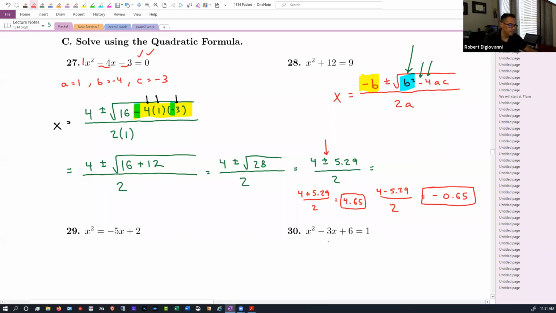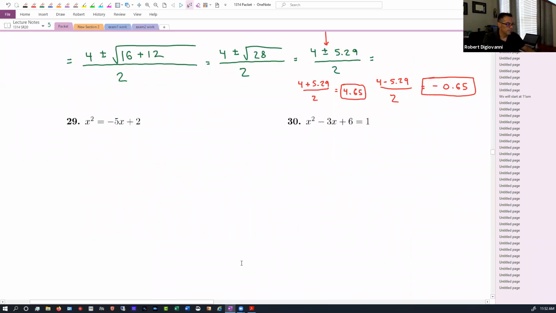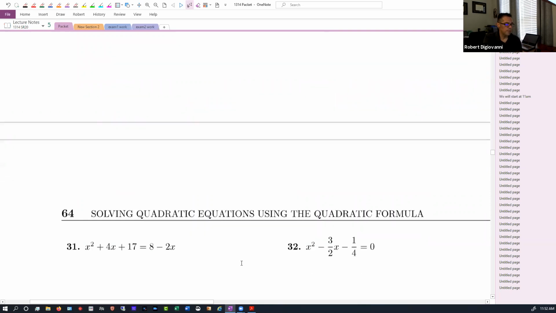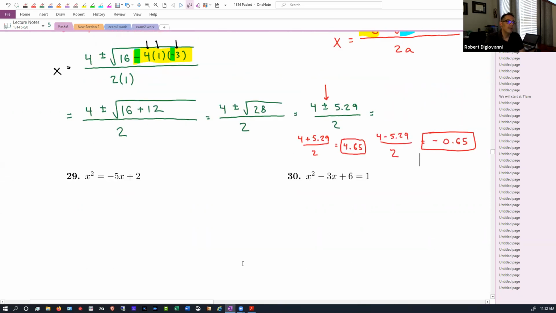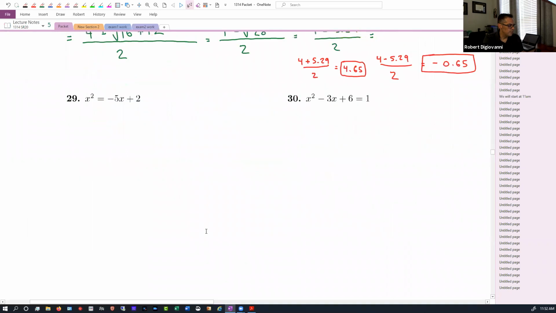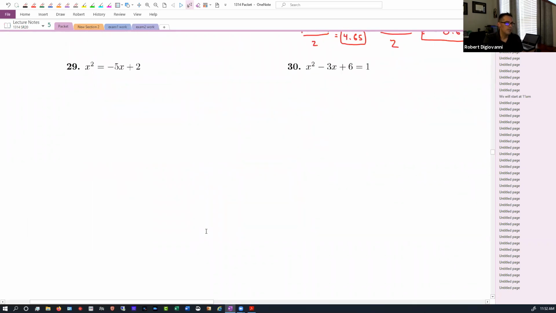Okay, here's what I'd like to do. I'd like to see if you can practice right now. I wanted to try the breakout rooms, but I'm not sure how many people are here. Well, let's do this. I want you to try right now to work out numbers 29 and 30 on your own. Feel free to talk to one another here. Those are both quadratic equations. On both of them, you have to use a quadratic formula.